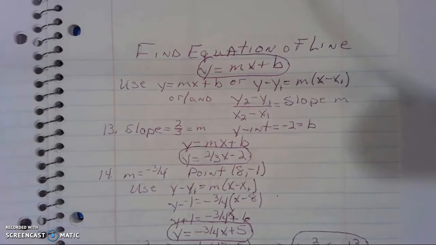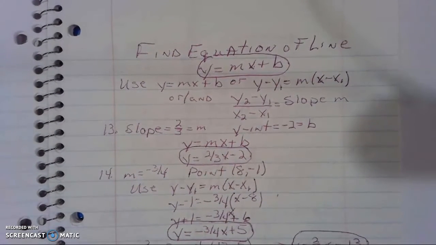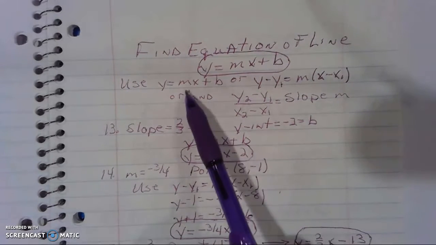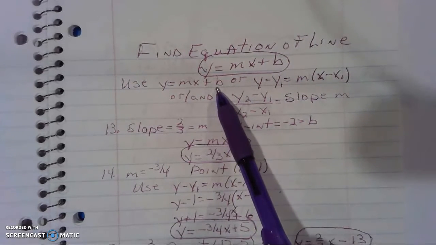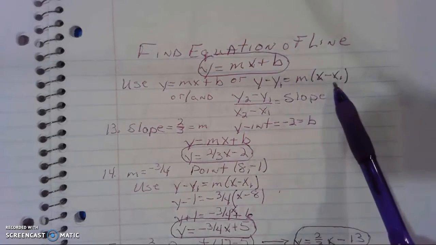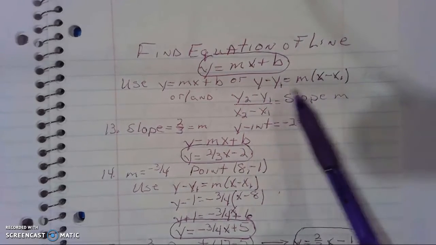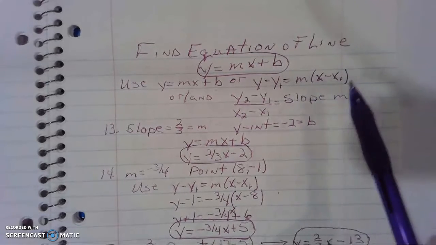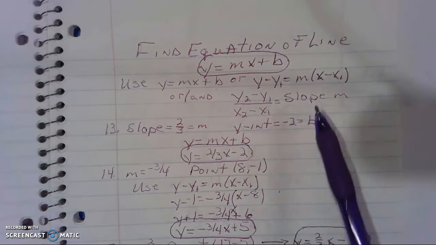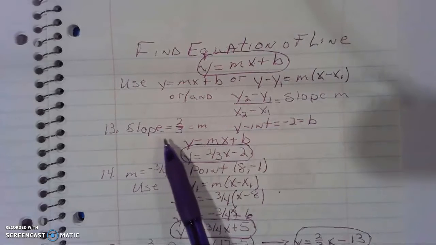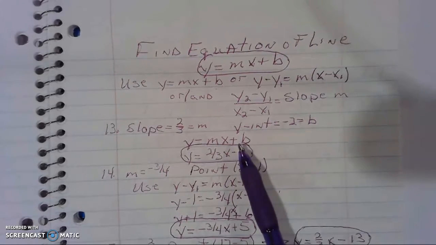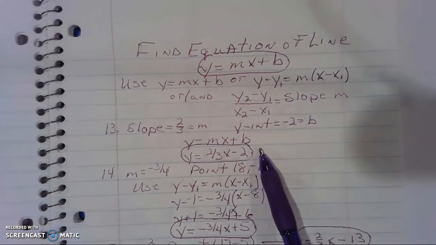Okay, then we start finding the equation of the line, and we'll leave them in y equals mx plus b form when we're done. I will either use y equals mx plus b to find my answer, or I use the point slope formula, y minus a y coordinate equals m times the variable x minus the x coordinate. I may also use the slope formula. Number 13, you're given the slope as 2/3. You're given the y-intercept negative 2, so we can put it straight in this formula.